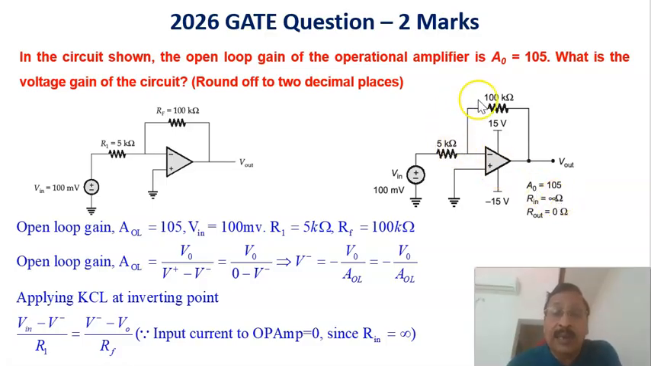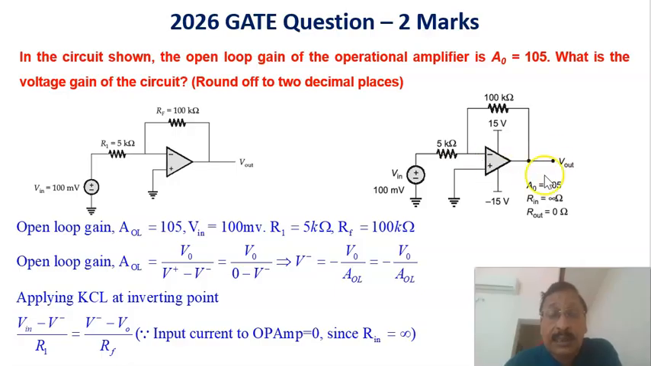These are the factors given. Now we have to calculate the ratio of the output voltage to the input voltage, which gives the voltage gain. For that, of course, we have to apply Kirchhoff's current law to this point. First we have to calculate the voltage at this point. What is the voltage at the inverting point, V minus?